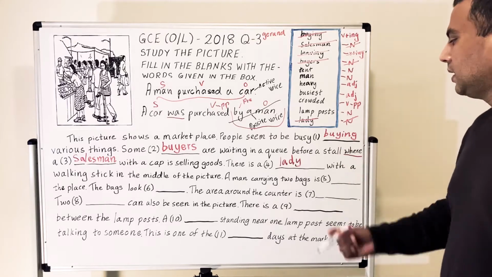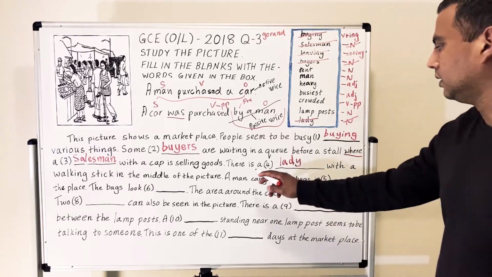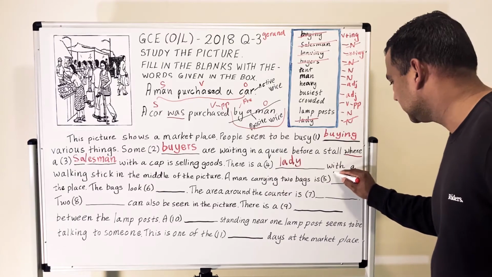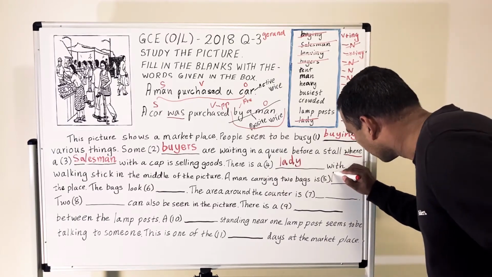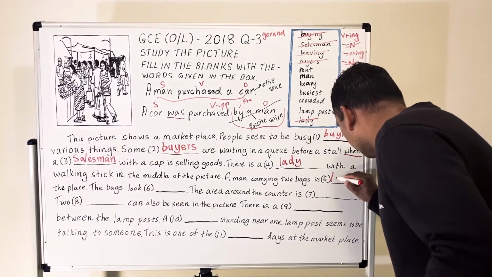It is an action happening at present. So we know a man carrying 2 bags is leaving. Leaving. Okay?